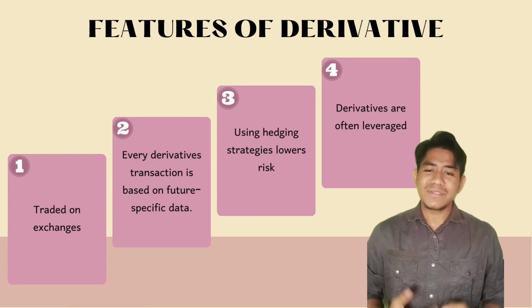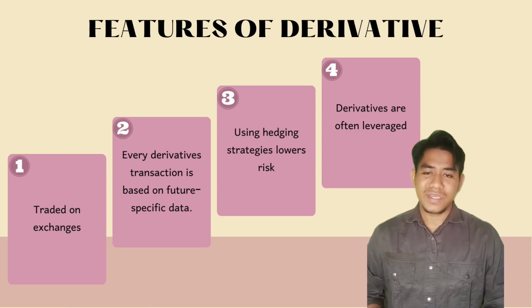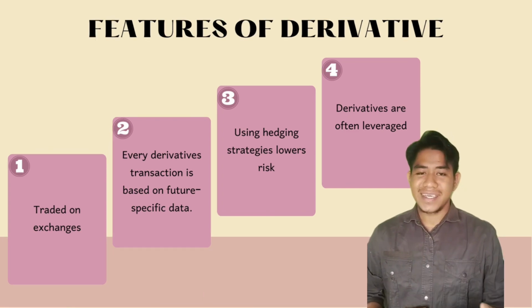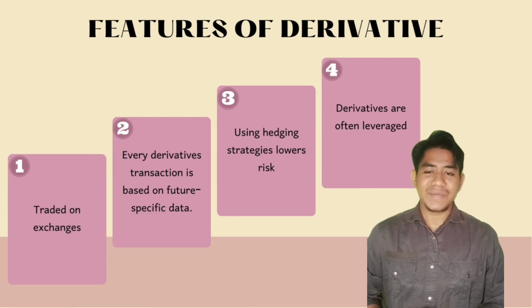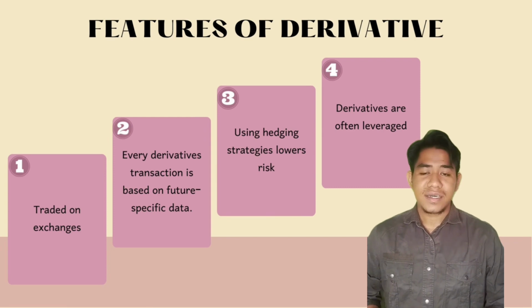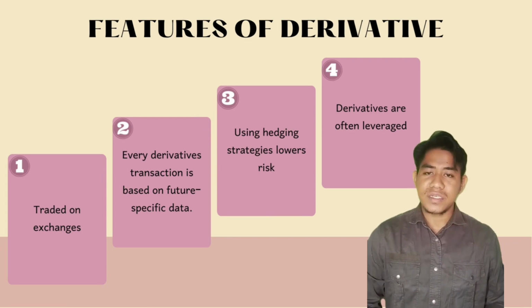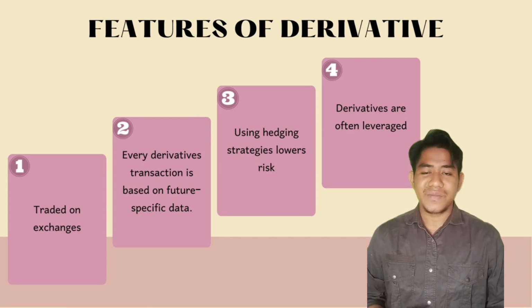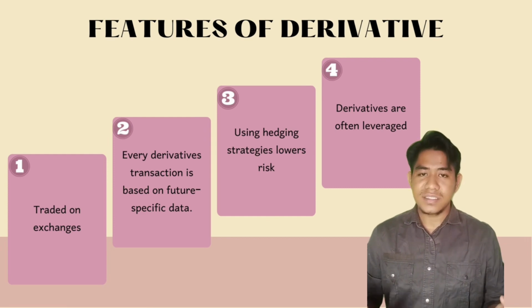At this part, I'm going to talk about the features of the instruments. As I share here, there are four features of Islamic derivative. First is that it is traded in an exchange. A security with a standardized financial contract that trades on a trading platform is referred to as an exchange traded derivative.